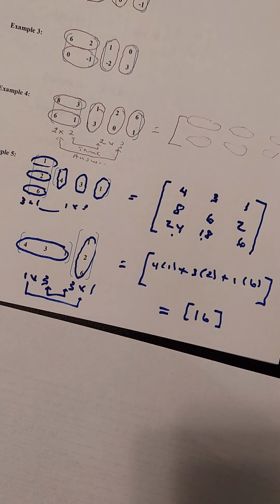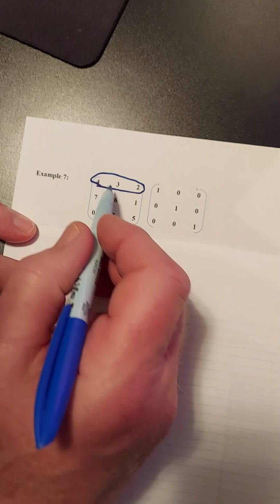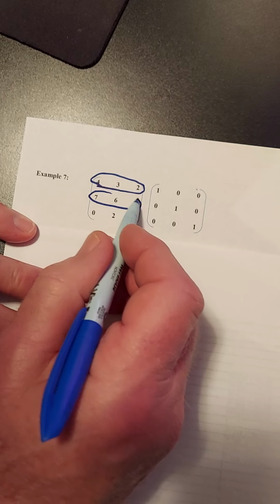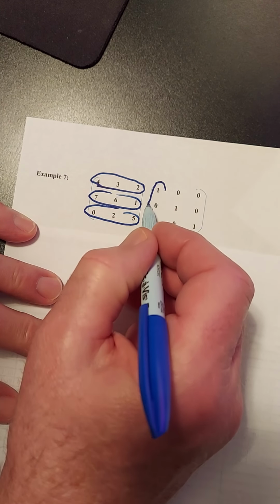How about this one? I got a 3 by 3 and a 3 by 3. The insides are both 3s. The outside's going to be 3s. So your answer is going to be 3 by 3. Okay, so I'm going to circle the rows. I'm going to circle the columns.